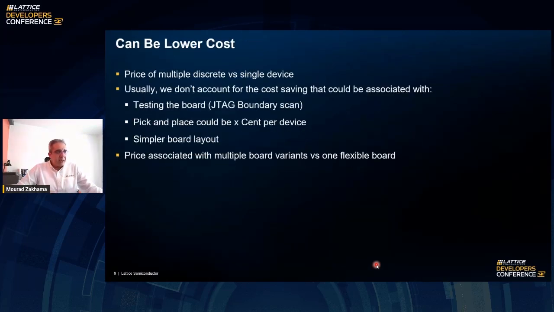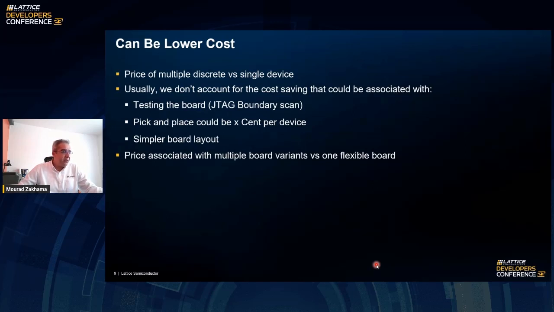So talking about cost, Lattice offers very competitive devices, but also the price of the different discrete components versus a single device could have an advantage in terms of a lot of factors. Usually we account for the cost of the devices themselves, but we don't account for the testability. So testability is another aspect that could save a lot of time. And while developing the device, there is also the capability of doing JTAG boundary scan, which allows you to test the board at a higher level without the need of having a bed of nails.